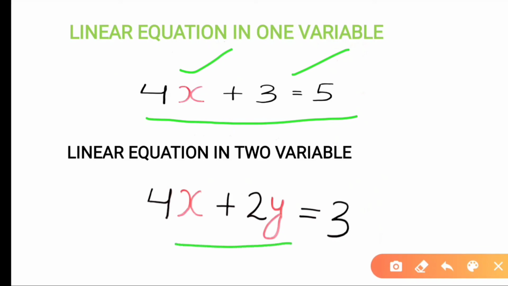Here two variables are there. Since the highest power is 1 only, it is a linear equation in two variables.